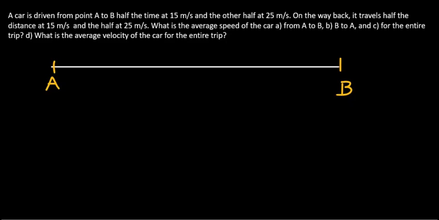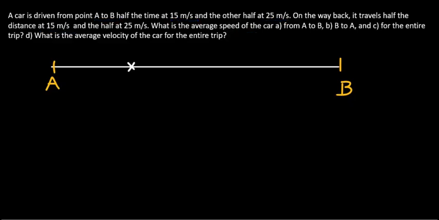Let's look at this problem. A car is driven from A to B half the time at 15 meters per second and half the time at 25 meters per second. On the way back from B to A, it travels half the distance at 15 and the other half the distance at 25. What is the average speed of the car from A to B?